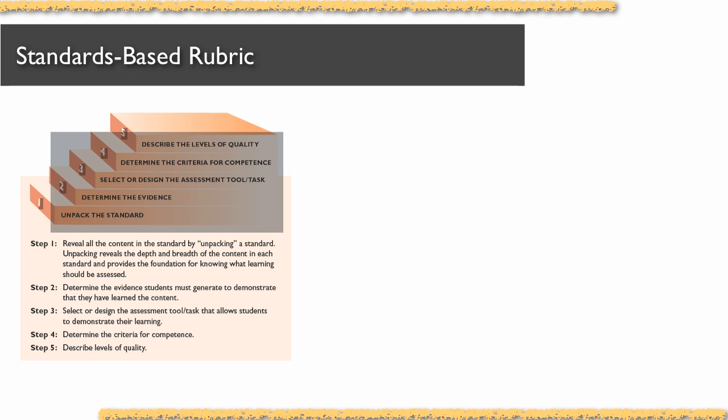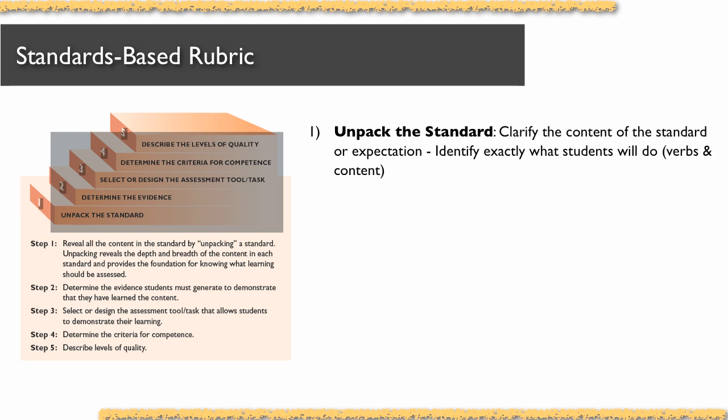provided in the framework. The 5-step process is as follows. Number 1, unpack or explain the standard or expectation. This means that you should clarify the content of the standard or expectation. Identify the verb and the content of the standard. Describe and explain exactly what the student or athlete will do.